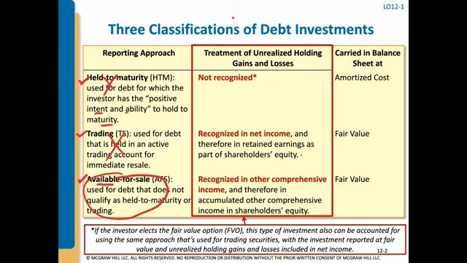The available for sale security is carried on the balance sheet at its fair value, similar to the trading security. However, any unrealized gains and losses are recognized in other comprehensive income, which is part of your shareholders' equity, but does not affect your net income on your income statement.